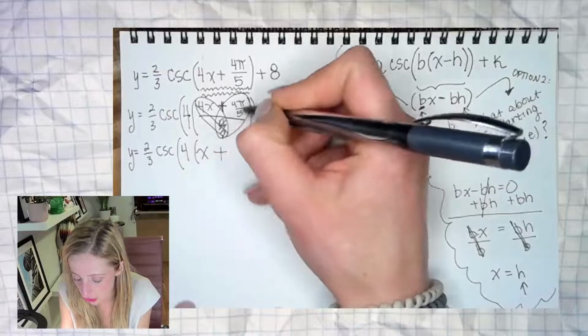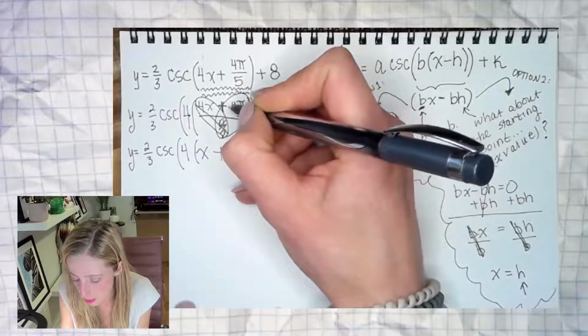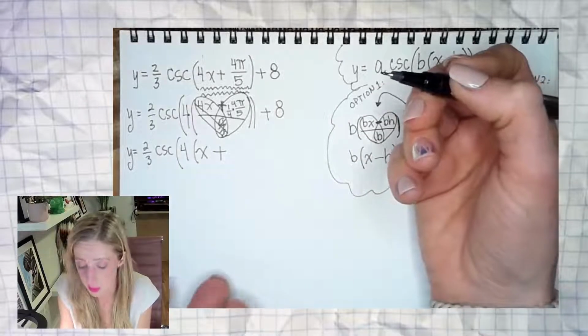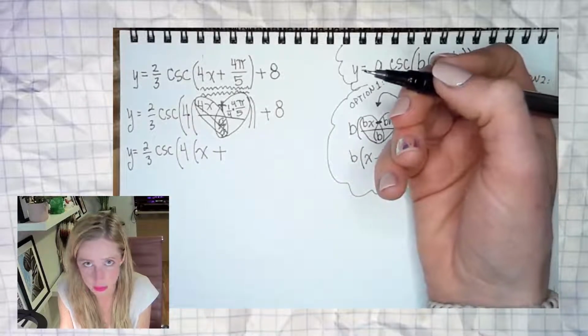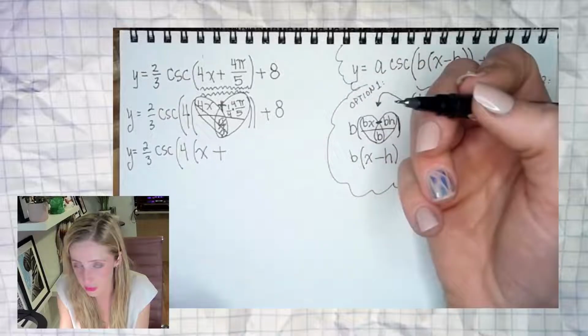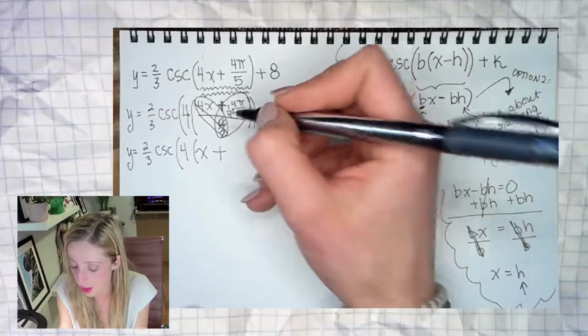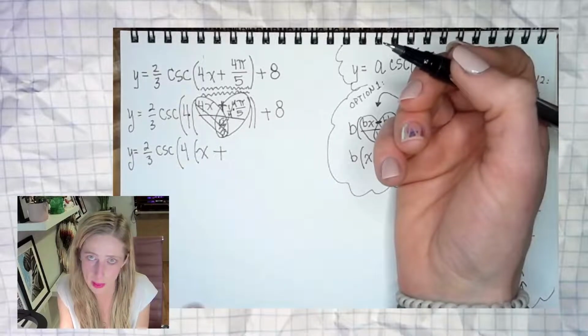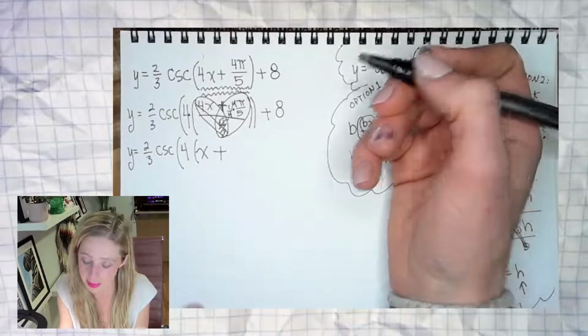Dividing by 4 over here is the same as multiplying by 1 over 4. Dividing is the same as multiplying by a reciprocal. This should be a no-brainer if you are as far as pre-calc in your life right now, okay? 1/4, do not write 4 pi over 20. No, you're better than that.